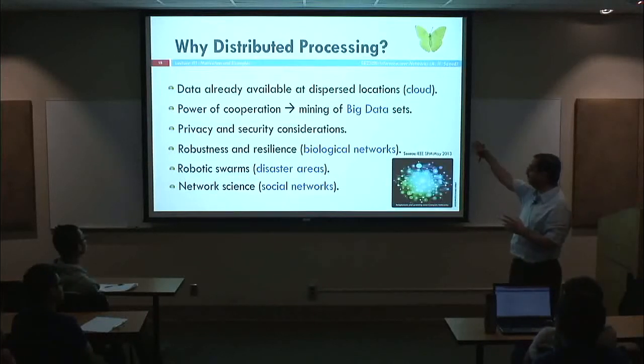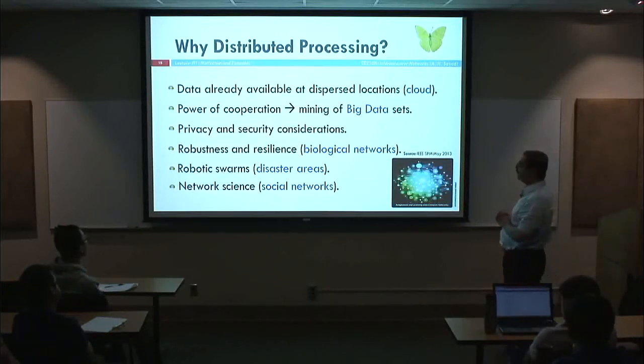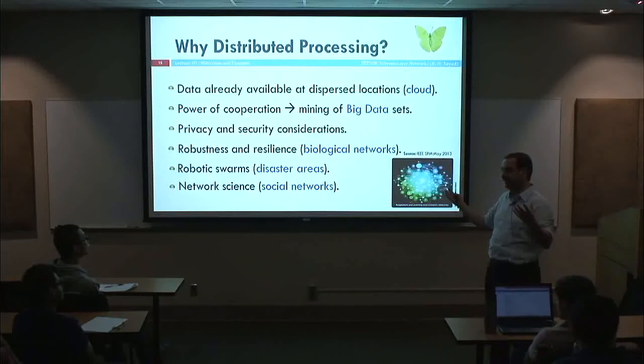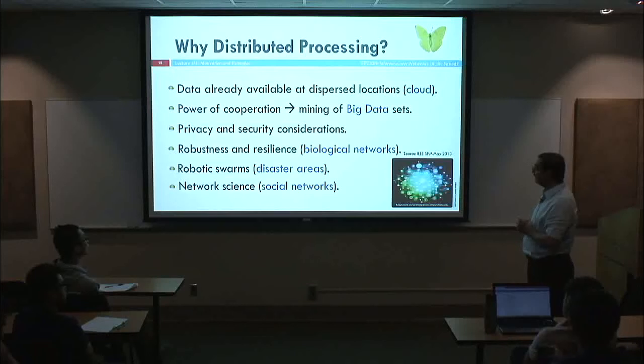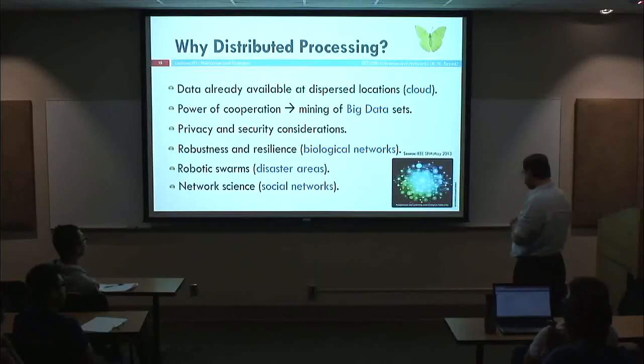For example, because of privacy and security considerations, you would like the processing to be performed locally rather than transmit the information remotely. There is also the convenience of having agents work together to solve more complex problems, right? The power of cooperation, especially when you have huge amounts of data. It helps to have agents focus on different parts of the data and work together. And today, it's not uncommon for the data to be already available in a dispersed fashion, right? You have the cloud, and the data is dispersed over the cloud, so it's already available in that convenient manner.